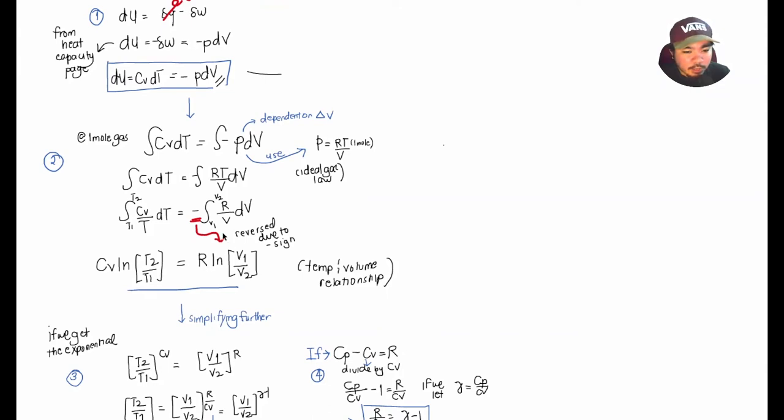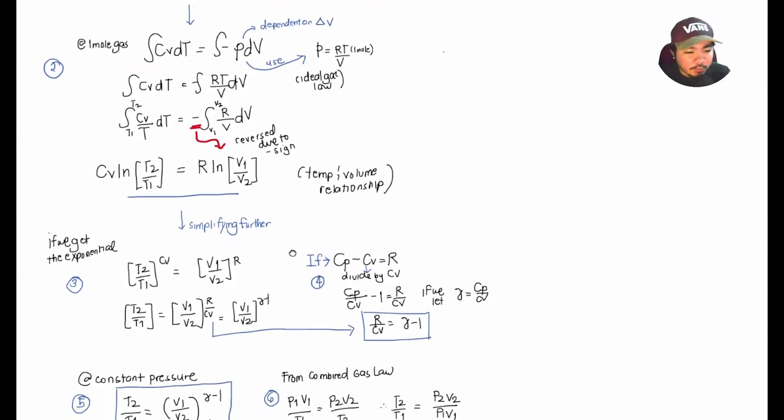At the same time, R is a constant, so we can move that out. And this now becomes 1 over V only. Right? And the integral of 1 over V is ln V. It got reversed from V1 to V2. It should be V2 over V1, so V2 should be on top. But since we want to remove the negative sign, it became V1 over V2.